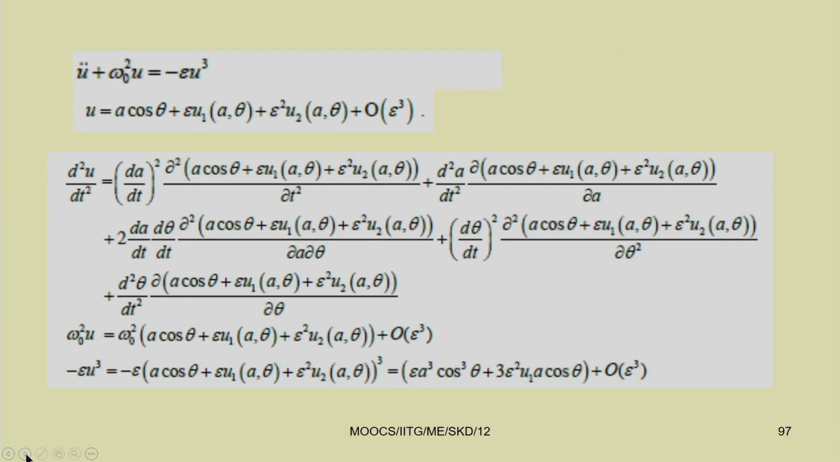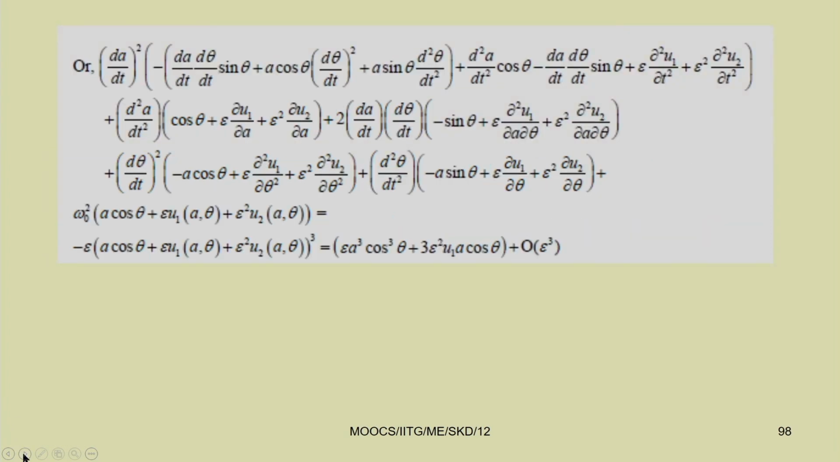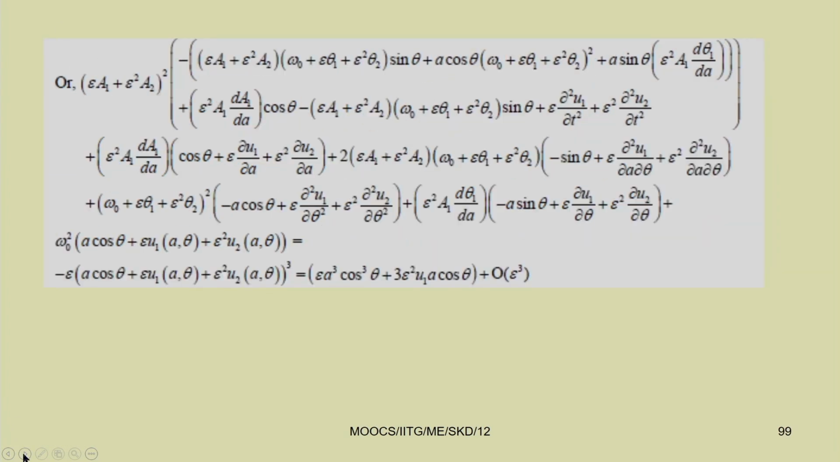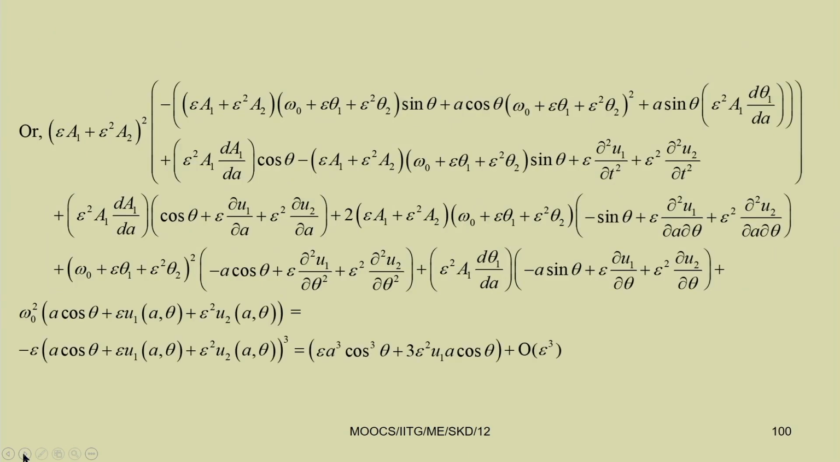For example, take the Duffing equation, the same equation we have taken. Here we take u equal to a cos θ plus epsilon u1 plus epsilon squared u2, where u1 and u2 are functions of a and θ. Now, substituting into the previous equation, we can write d²u/dt² and the other terms, and then separate the orders of epsilon.